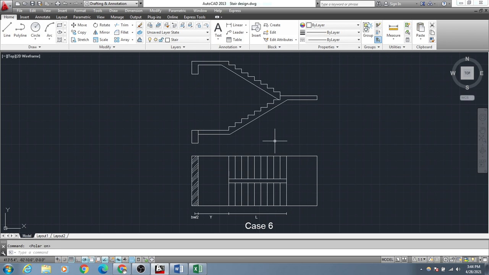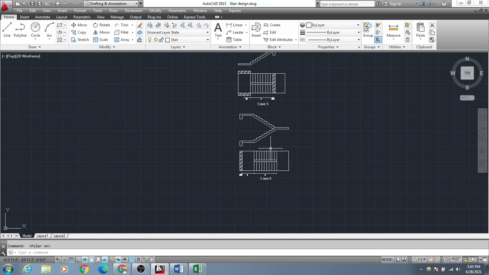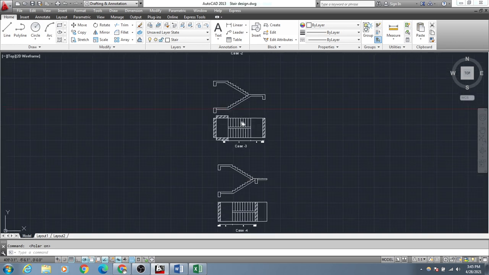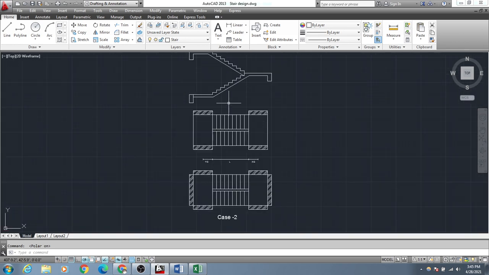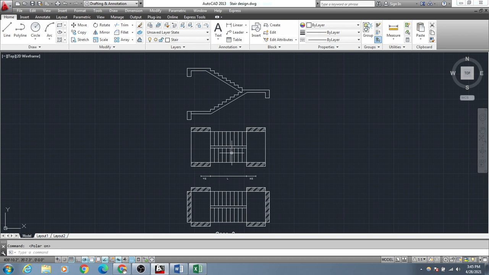Okay, and in our next lecture, I'll show you how we'll design our staircase by using the manual method and by using an Excel sheet, so that you can reduce your time to design any kind of dogleg stair. And to read details about that, the link is given in the description, so you can read that.